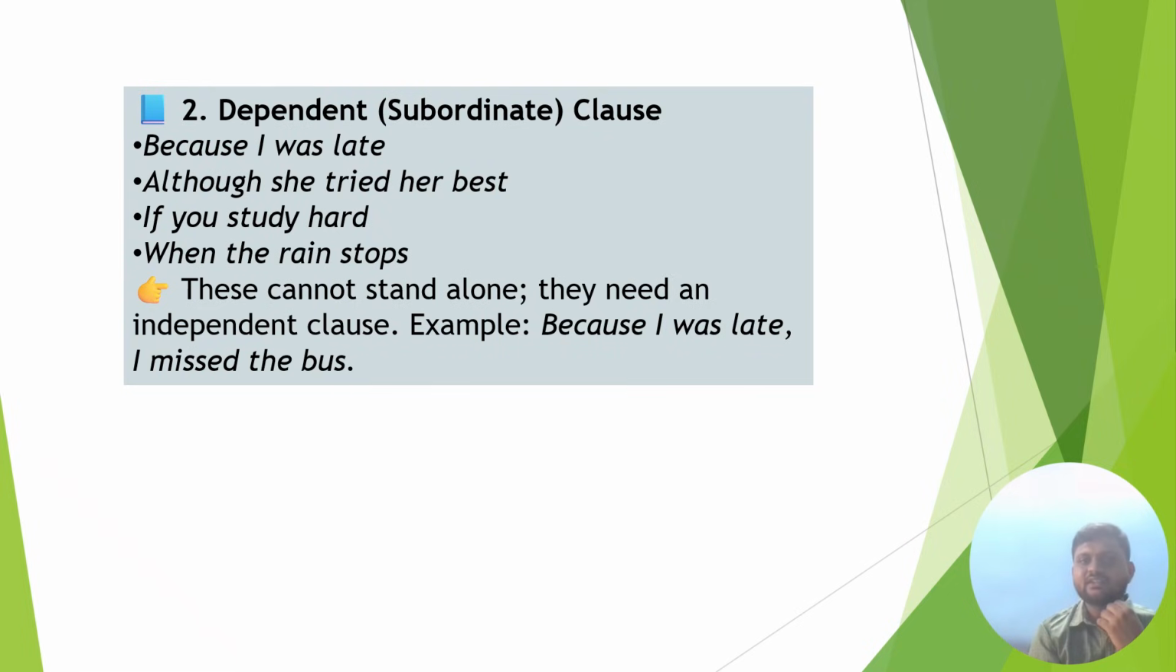On the other hand, a dependent clause cannot make sense by itself. It needs an independent clause with it to make complete sense. For example, because I was late cannot make complete sense. Although she tried her best, if you study hard, when the rain stops, do not make any sense. They cannot stand alone. They need an independent clause. For example, if we say, because I was late, I missed the bus, then we see the correct meaning and the full meaning of the sentence is provided by the last example.